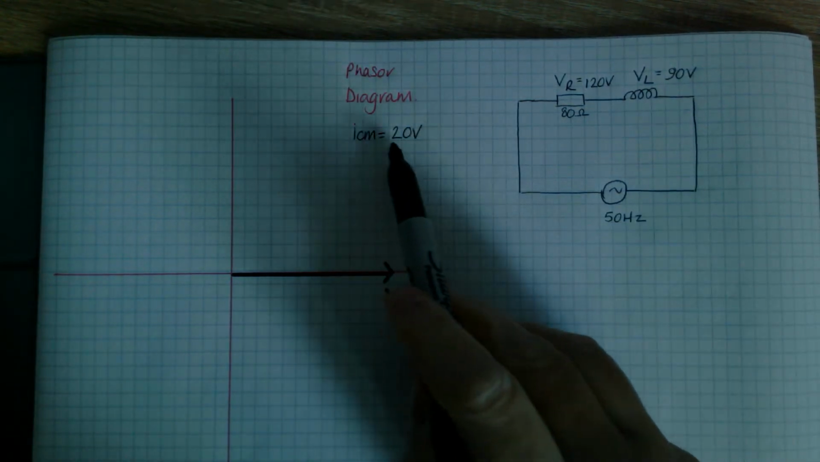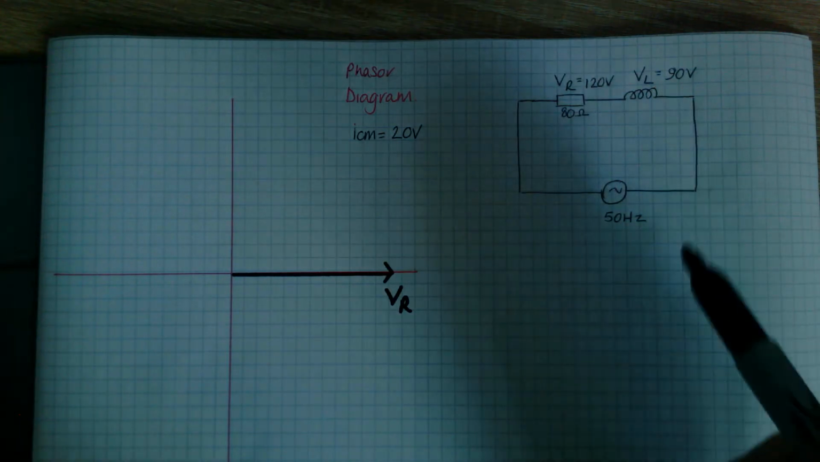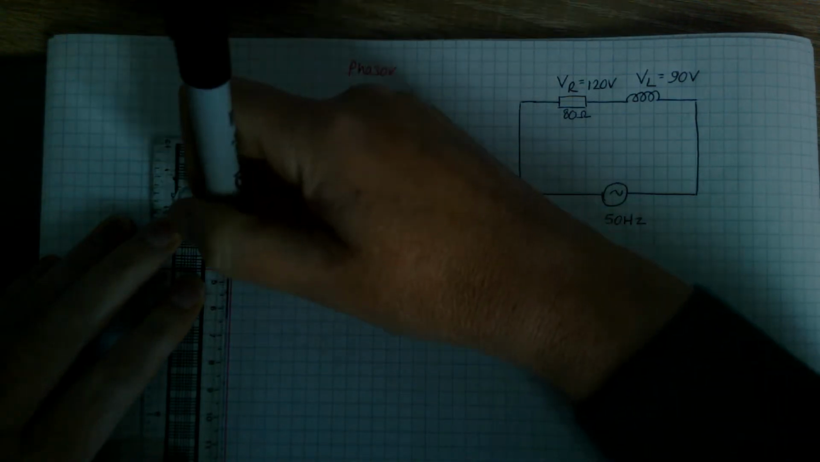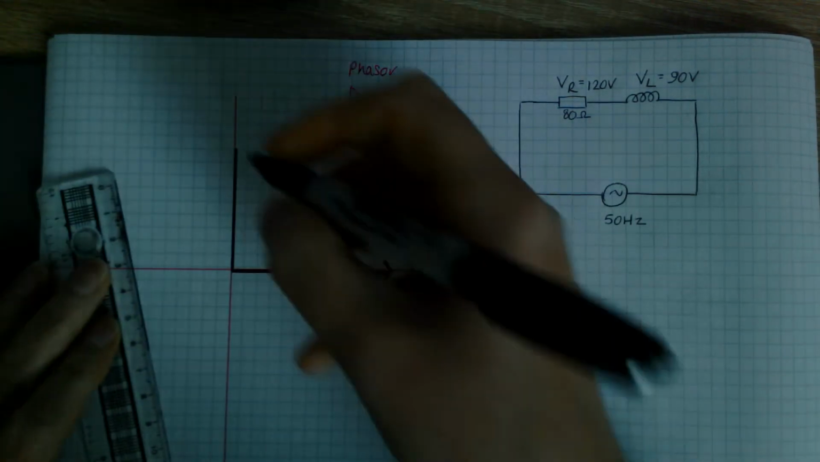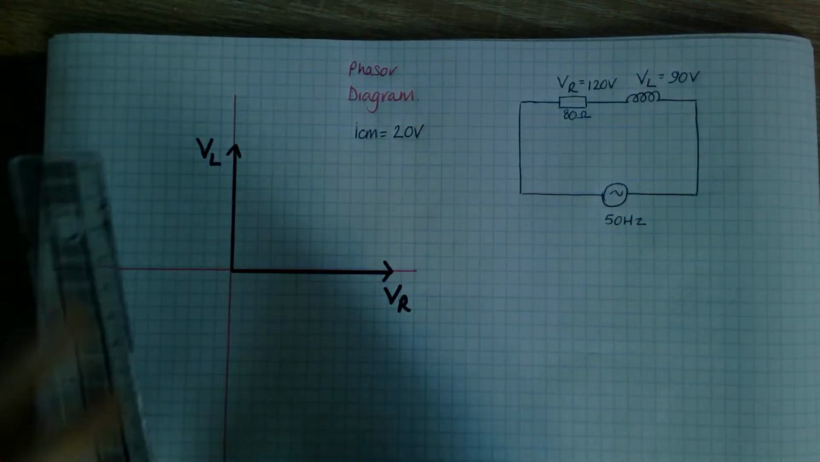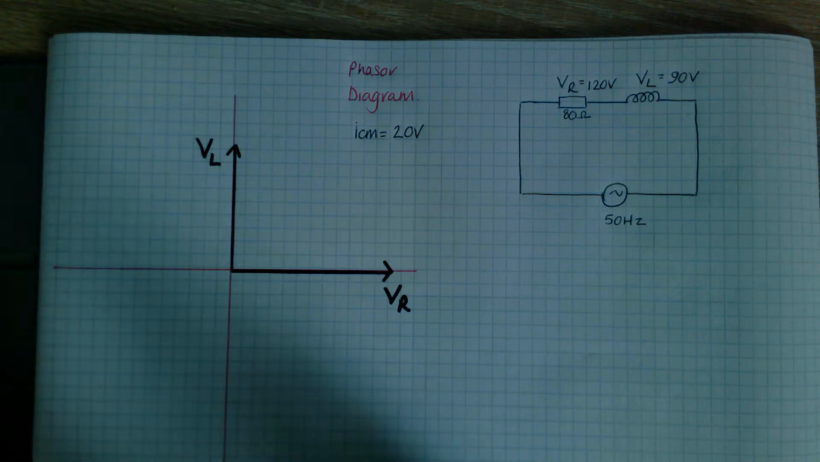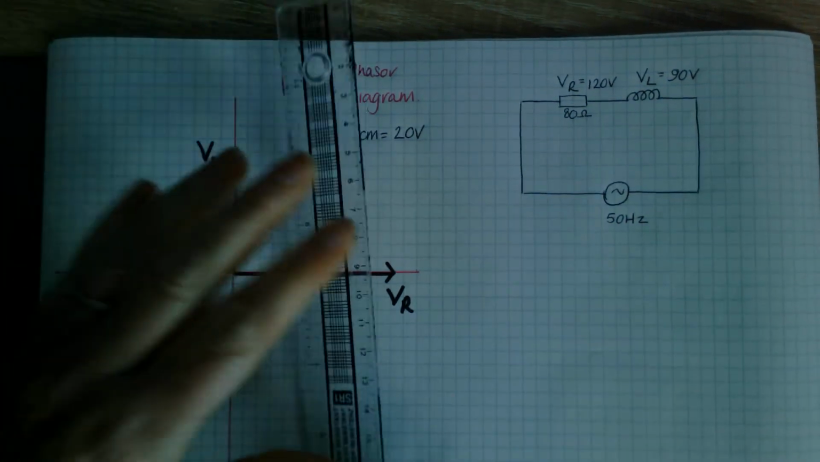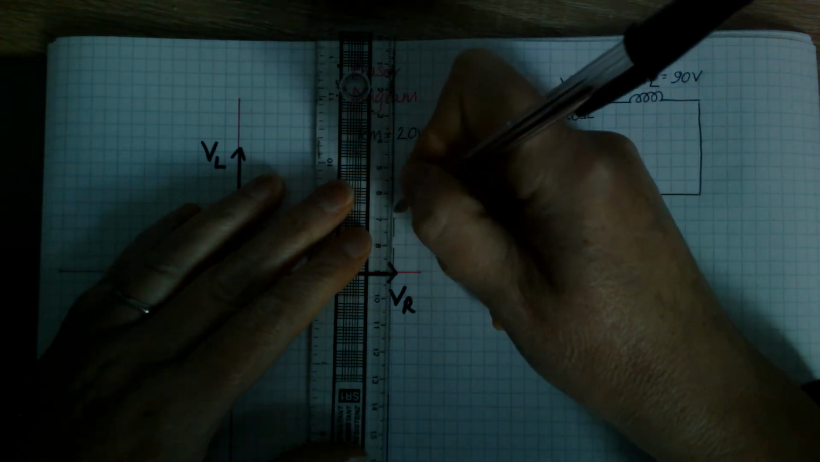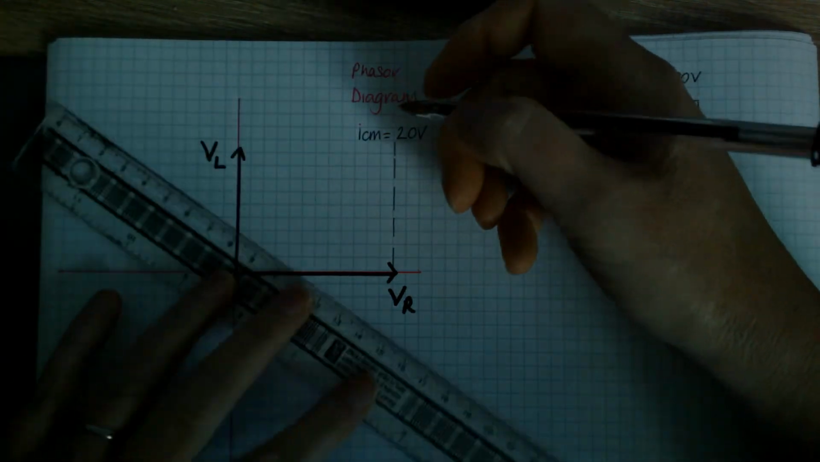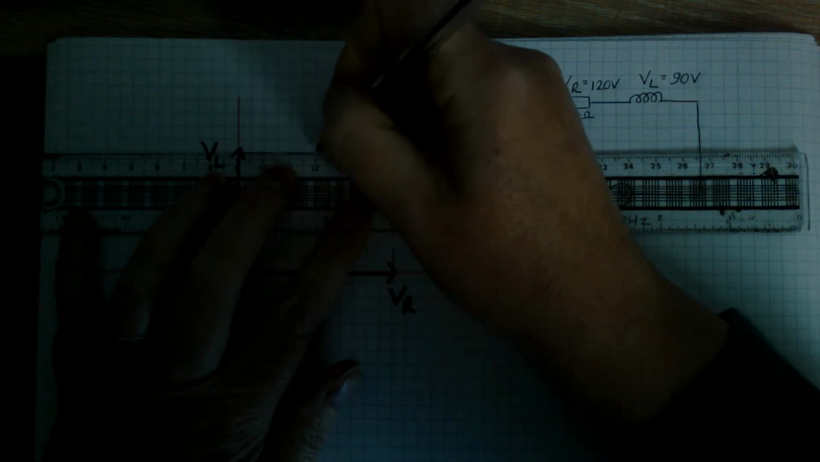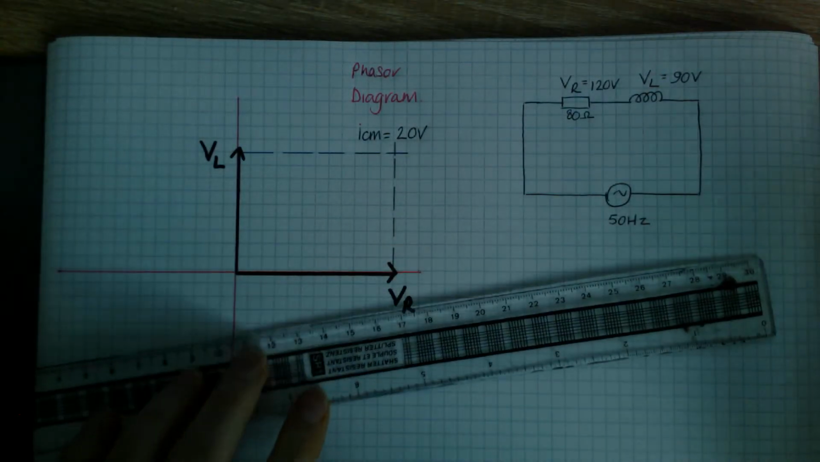And again, going by that, if 1 centimetre is 20 volts, my VL will be 4.5 centimetres. 4.5 times 20 gets you 90. That's my VL. Now, if I take a dotted line up from the end of my VR and a dotted line across from the end of my VL, I'll get the intersection. It should just be on that line there, shouldn't it? 4.5. My intersection is there.